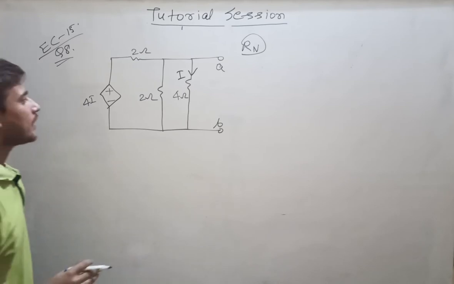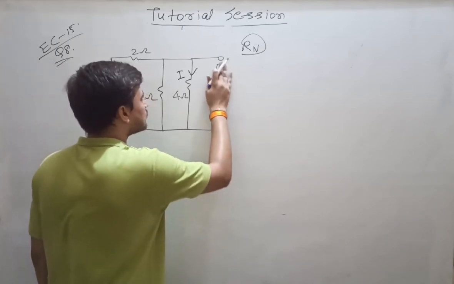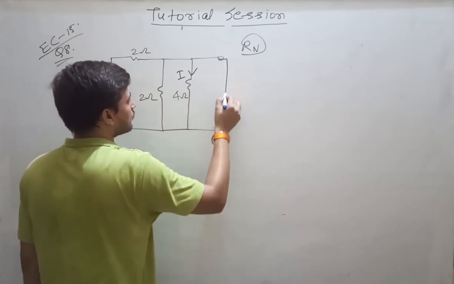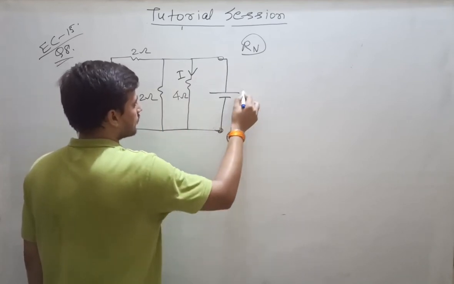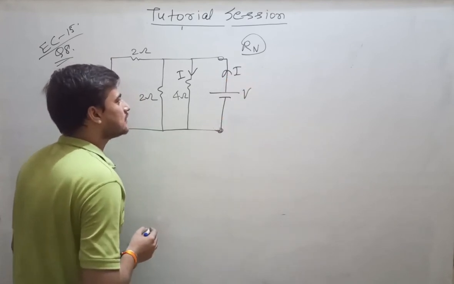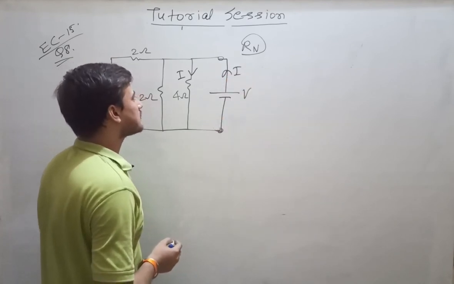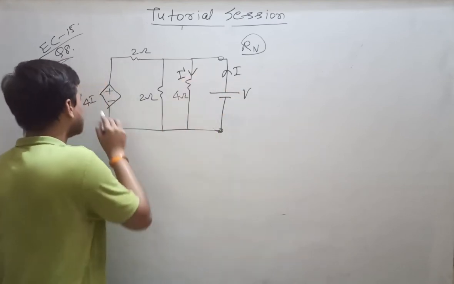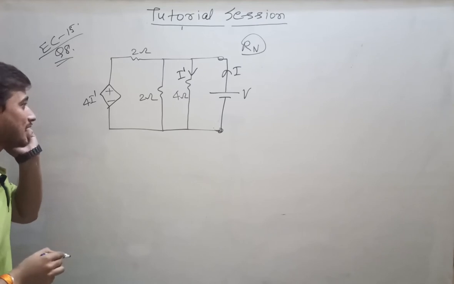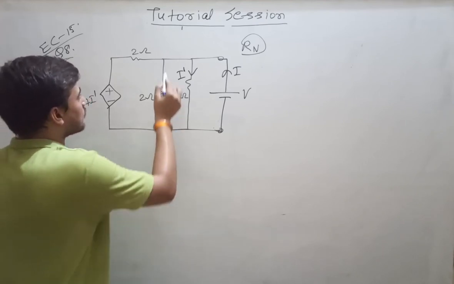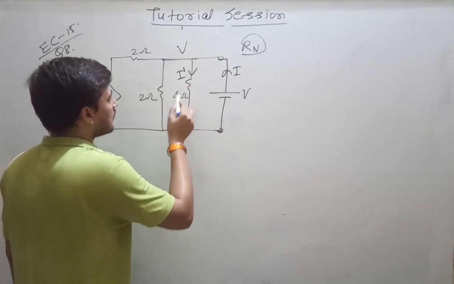To find Norton's resistance, since this is a dependent source, you will have to connect a potential of V volt. The current coming out from this battery will be I. So let us assume this current is I and this current is I dash. This current will also be I dash. This potential is V.